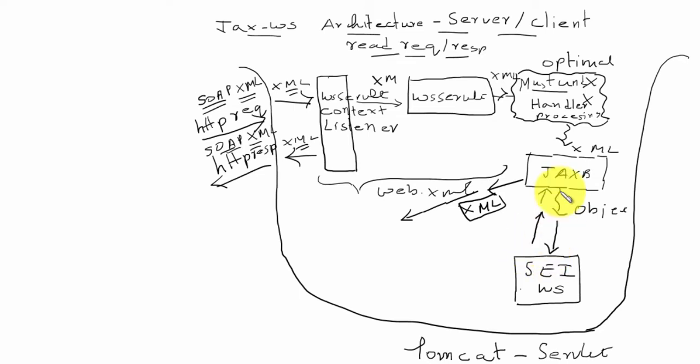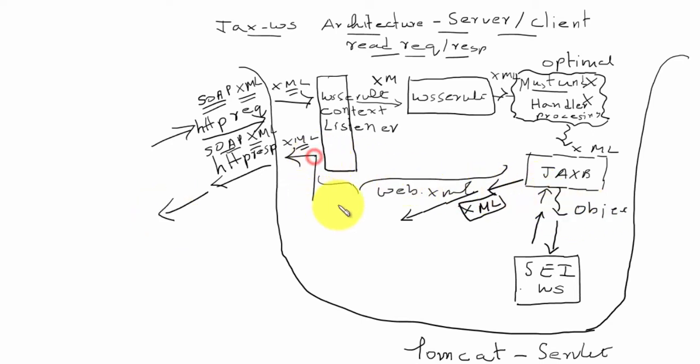Now your logic is invoked. The service endpoint interface, that's the web service program what you have written. That particular logic is executed. The output which is in normal format is once again converted to SOAP format by JAX-B. Now this SOAP response will be sent back to the client. So earlier the client has made a SOAP request. Now a SOAP response will be sent back.